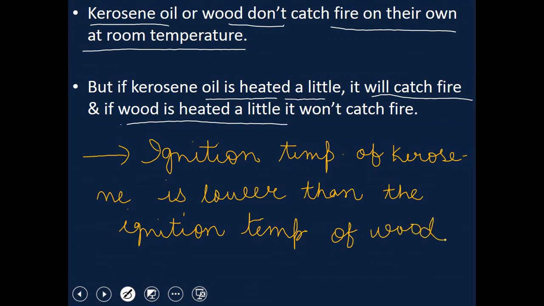So that's why. But both of them, kerosene as well as wood, their ignition temperature is more than the atmospheric temperature. But if you heat a little, kerosene oil will catch fire, but wood will not catch fire. So what is the reason that the ignition temperature of kerosene oil is lower than the ignition temperature of wood? Now, this is the statement which we have just discussed: ignition temperature of kerosene oil is lower than that of wood.